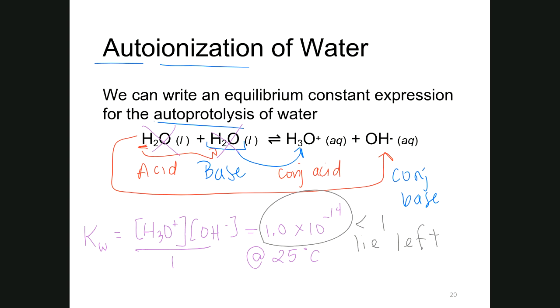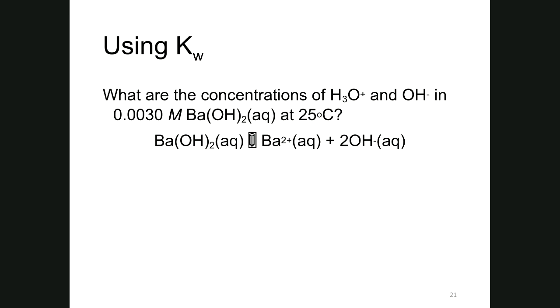So you need to have memorized this equation for Kw, that Kw equals hydronium times hydroxide, and you need to have the value of Kw memorized. So 1 times 10 to the negative 14. So everything that's in gray needs to be memorized for this exam. So let's take a look at how we can use Kw in finding concentrations.